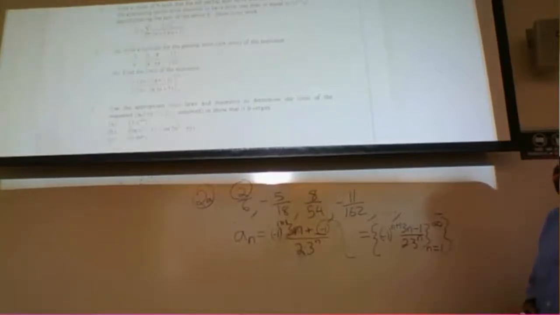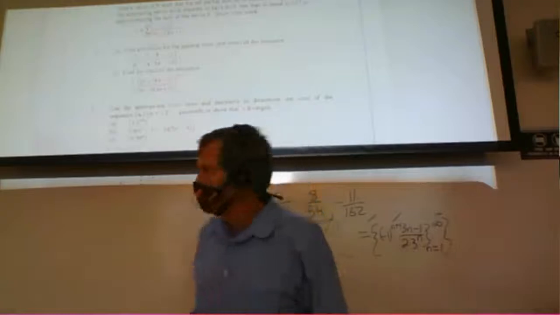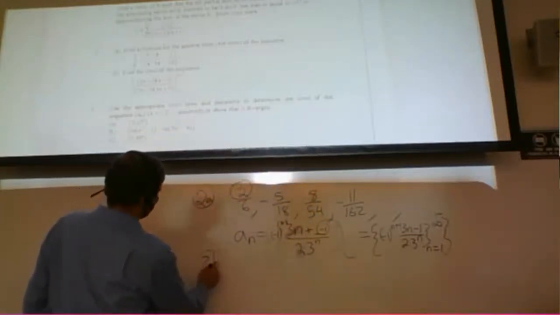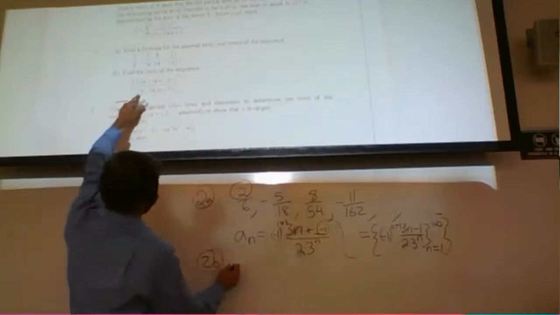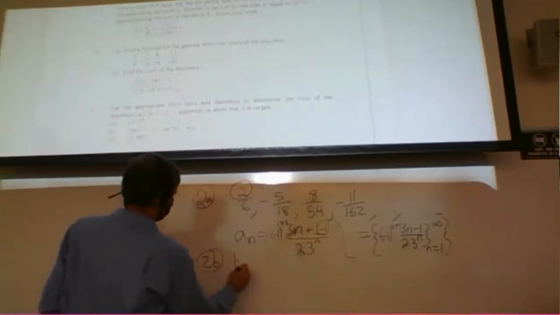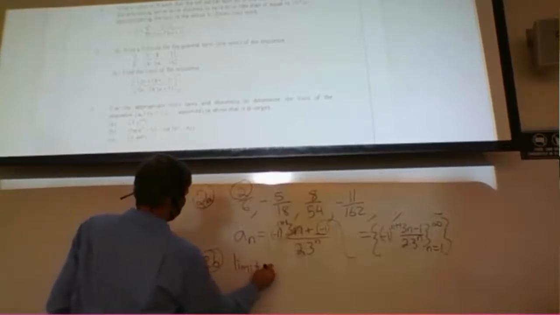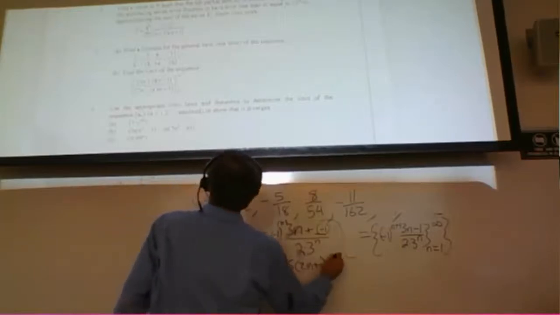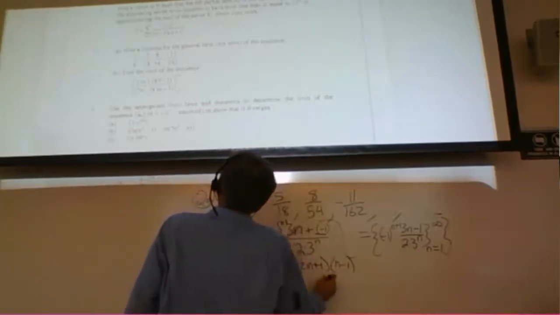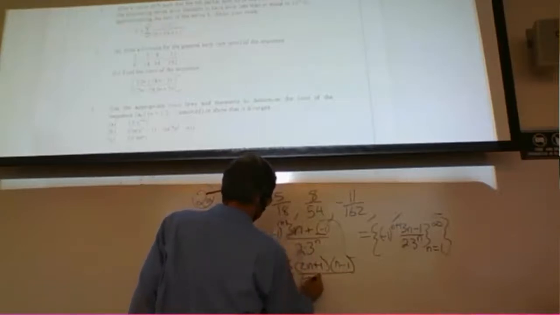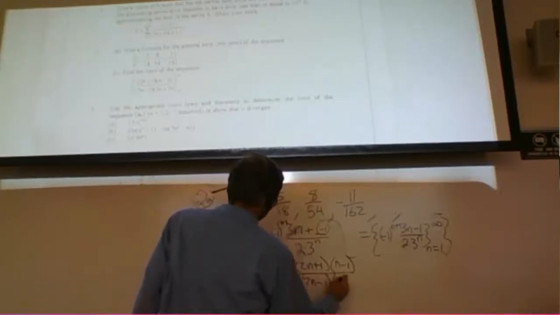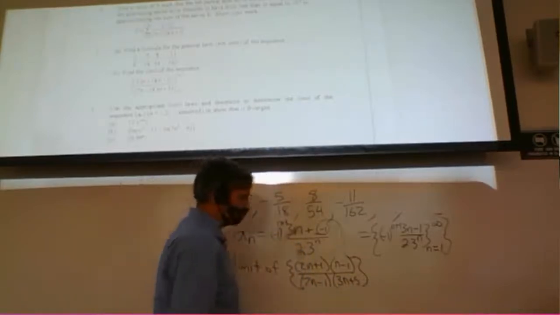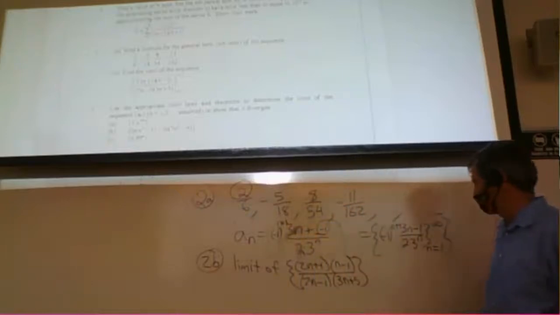All right, any questions on that one, 2A? Let's suppose I said find the limit of a sequence here. What about on 2B? When I say the limit of a sequence, that means find the limit of the nth term. So you're just taking the limit of this sequence, (2n + 1)(n - 1) over (7n - 1)(3n + 5). What is the limit of that sequence? n equals 1 to infinity assumed on there.